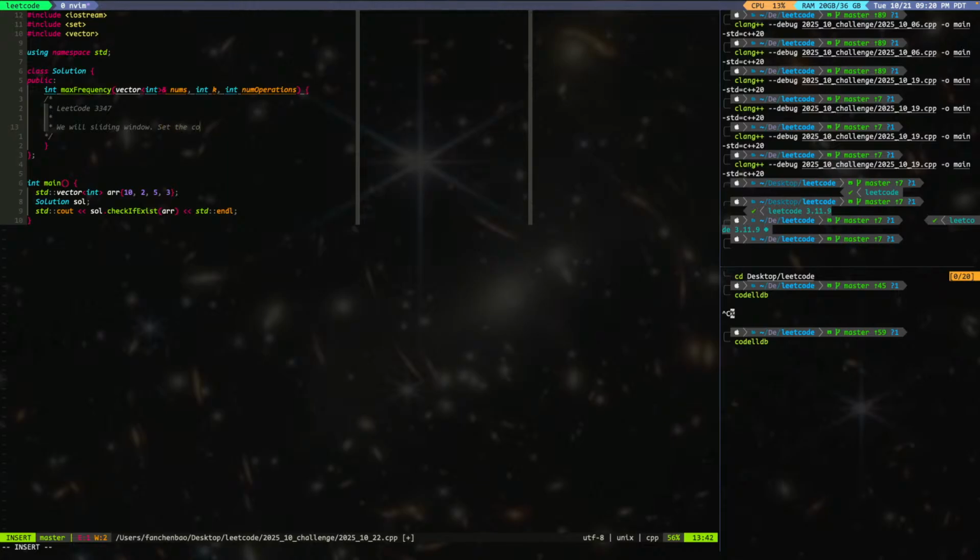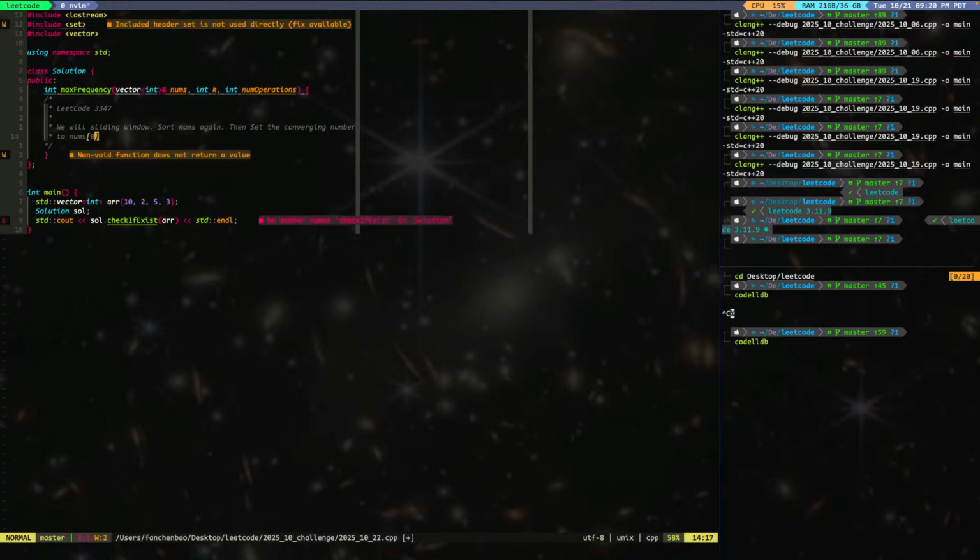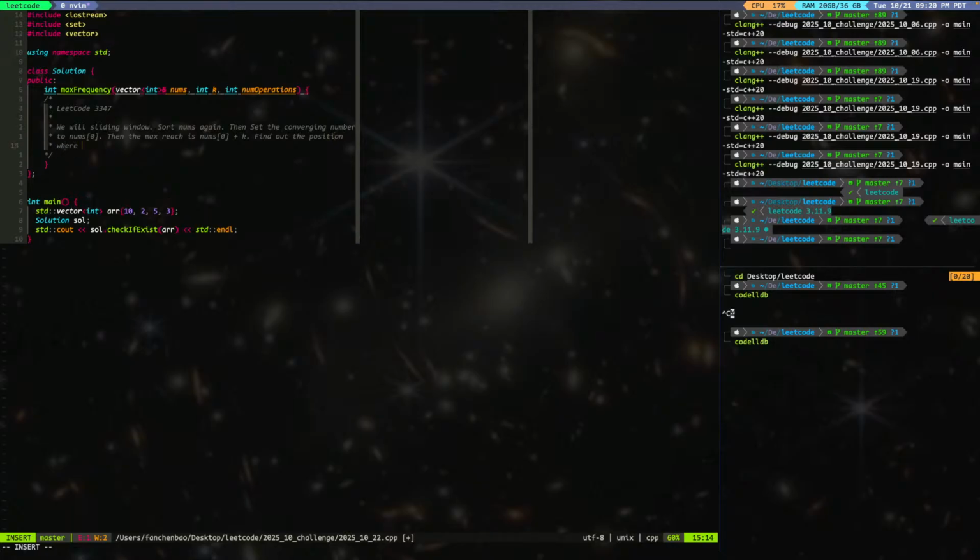Set the target, set the conversion number. Sort nums again, then set the conversion number to nums 0. Then the max reach is nums 0 plus k. Find out the position in nums where nums I is smaller than or equal to nums 0 plus k.